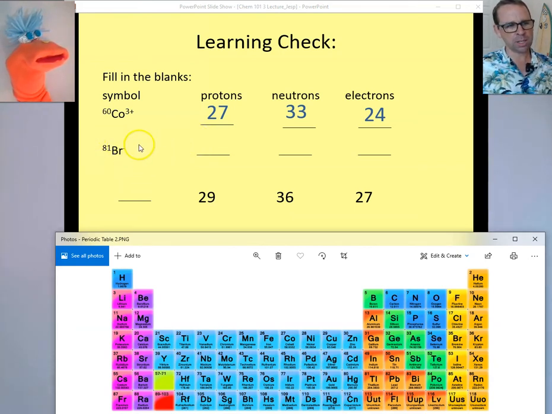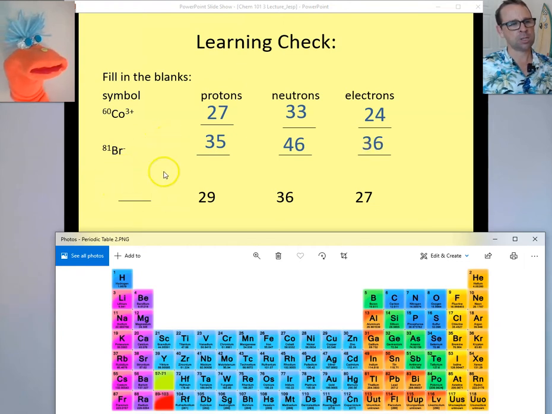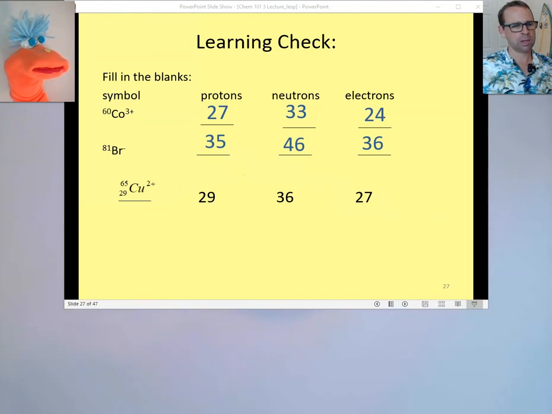So, bromine 81, how many protons? 35. And neutrons? 46. And electrons? Well, there's 35, but there's one more because there's a negative charge, so 36. Excellent. And what is this? 29, that's copper. 36 plus the 29, that's 65, copper 65. 27 electrons, though, that means 2 extra protons. It's with a +2 charge. Very good. Excellent job.